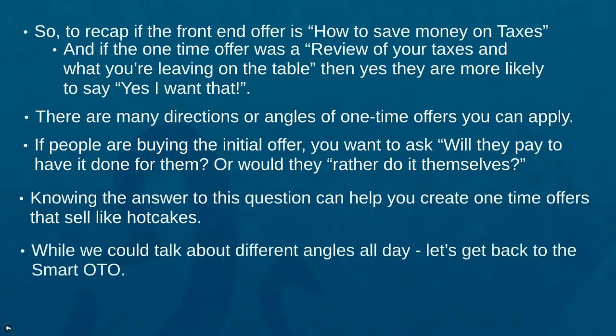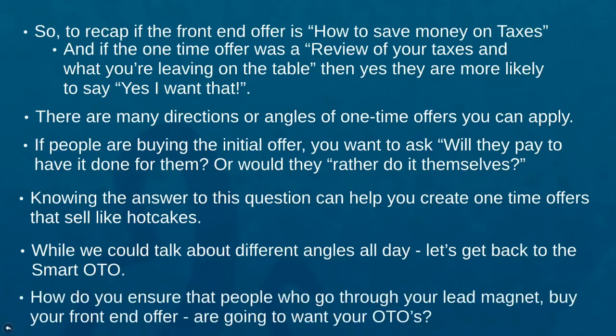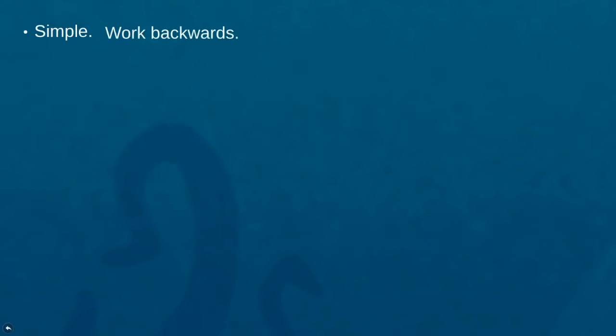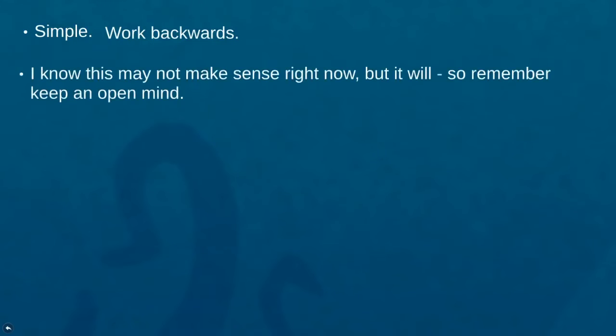Now, while we could talk about different angles all day, like I said earlier, let's get back to the smart one-time offer. So how do you ensure that people who go through your lead magnet buy your front-end offer and then buy the majority of your one-time offers? This is simple. What we need to do is work backwards. And while I know this doesn't really make a lot of sense right now, it will.